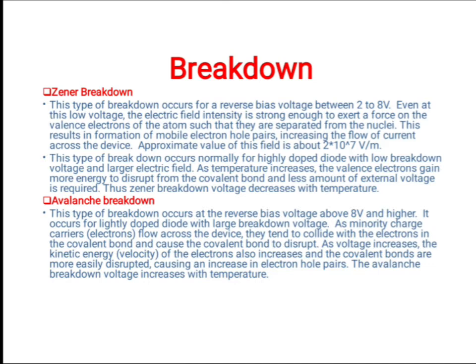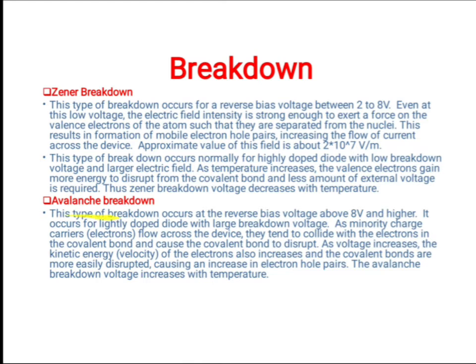Zener breakdown occurs in reverse bias when the voltage is below 8 volts, between 2 and 8 volts. At low voltage itself, the electric field has more intensity, so the formation of mobile electron-hole pairs increases the flow of current. Since the depletion layer is very thin, the carriers cross this thin depletion layer and enter the opposite region. The electric field formed is in the range of 2 into 10 power 7 volt per meter. This type of breakdown is called Zener breakdown, and what we observe is that at low voltage itself we have a huge current.